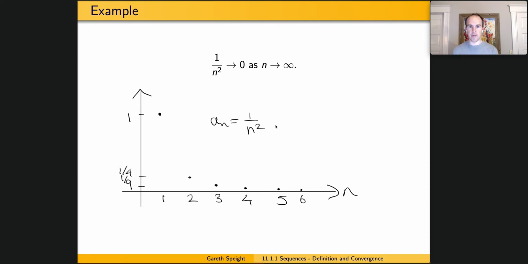Okay, so here is the example we talked about. We said 1 over n squared, for instance, goes to 0. 1 over n to any positive power goes to 0. Here it is on a graph. At n equals 1, we have 1, then we have a quarter, then we have 1 over 3 squared, which is 1 over 9, and so on. It gets closer and closer to 0. However close I want to make it to 0, eventually it will be close enough, provided I look far enough along.